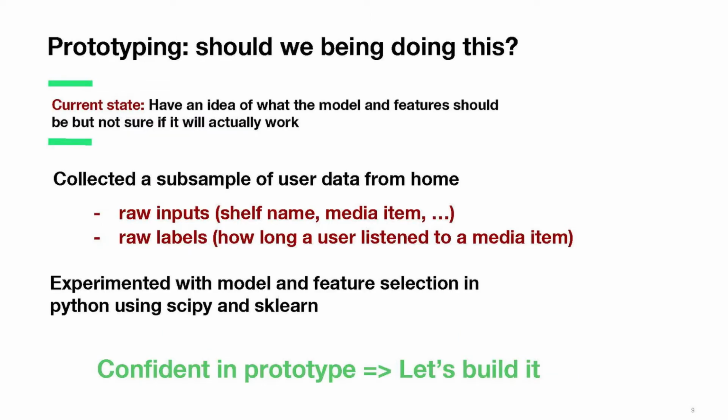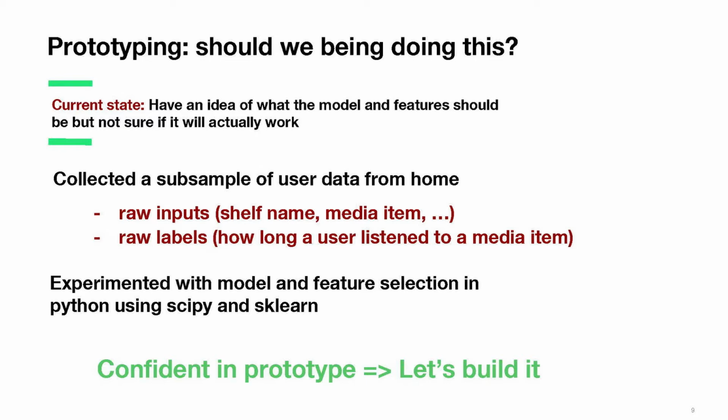Before we started using Featran, we first asked ourselves the question of, should we even be doing this? After going into our ML formulation, we had an idea of what the model and the input features should be, but we weren't sure that it was actually going to work. So what we initially did was collect a small subsample of user data from Home, where we had our raw inputs, which were examples like the shelf name, the media item URI, and some additional contextual information, as well as the raw labels, which would be, for example, how long a user listened to a media item.